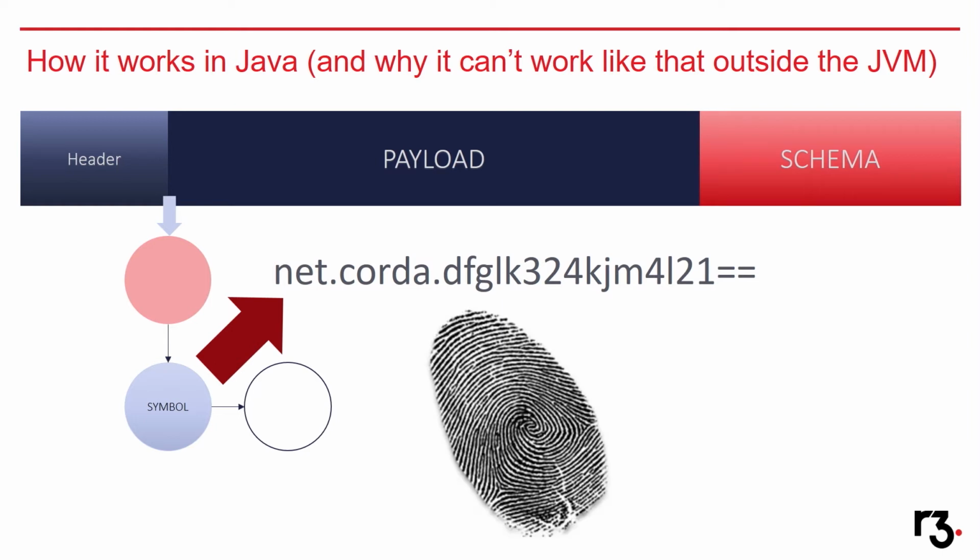That hash is a fingerprint. That fingerprint uniquely identifies classes on the class path. If you change the class, it will change the fingerprint. If you evolve the class, it will change the fingerprint. This is very important in Corda and the way it works and how we have wire stability.